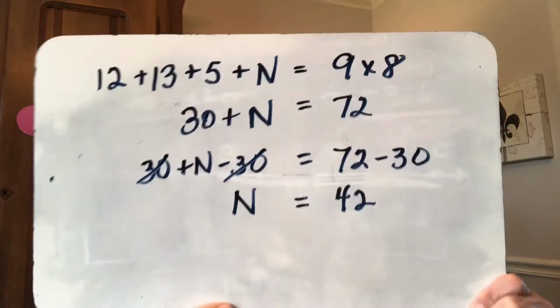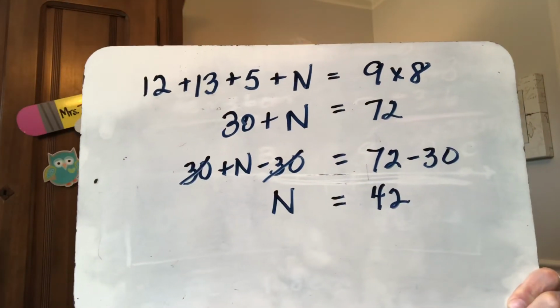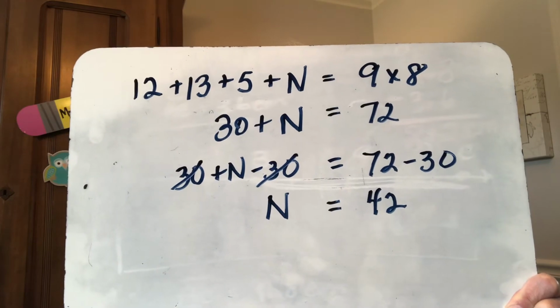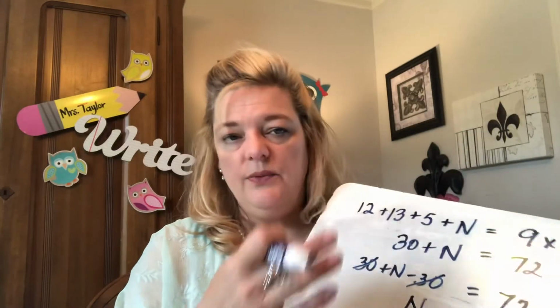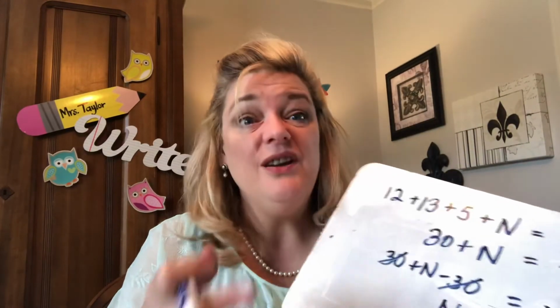I'm right. How can I check this, Violet? You're like, Miss Taylor, I did all this work. I don't care. I don't want to check it. Yeah, you do. So n is 42. So I can go back up in this equation and I can put 42 in its place because I just solved it.